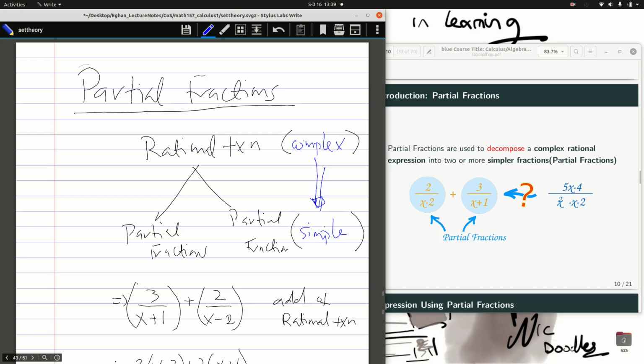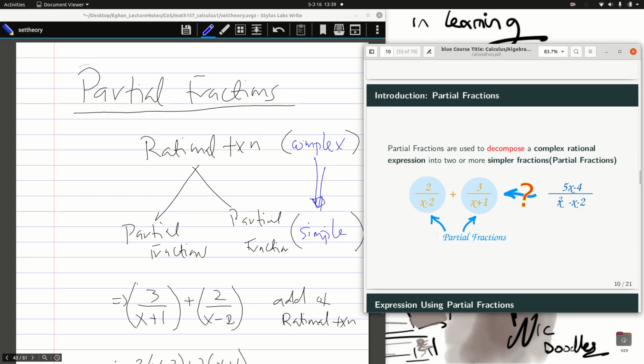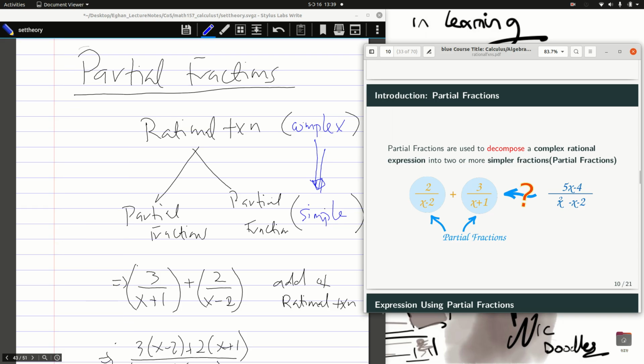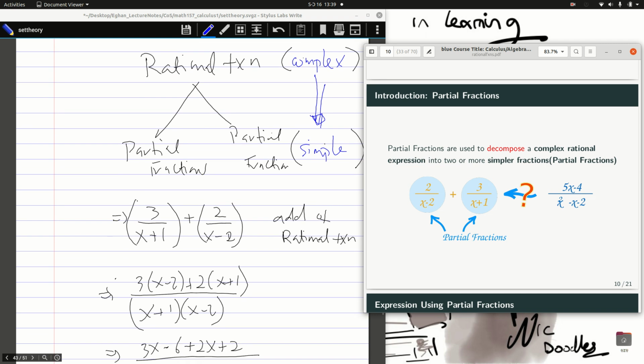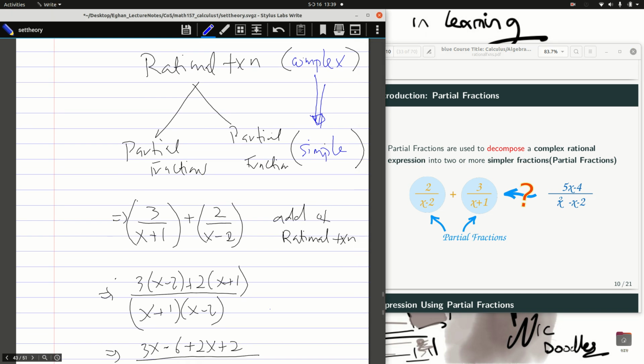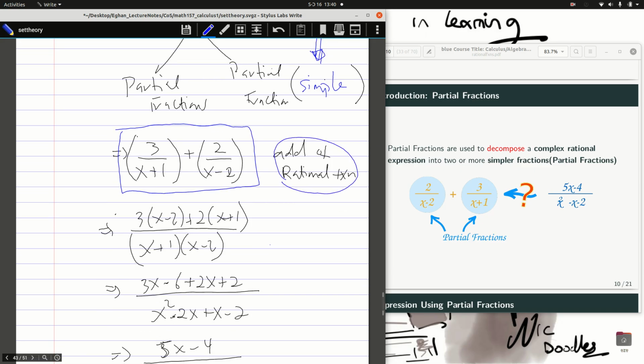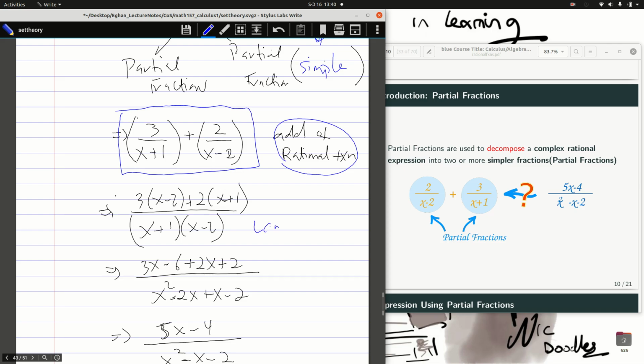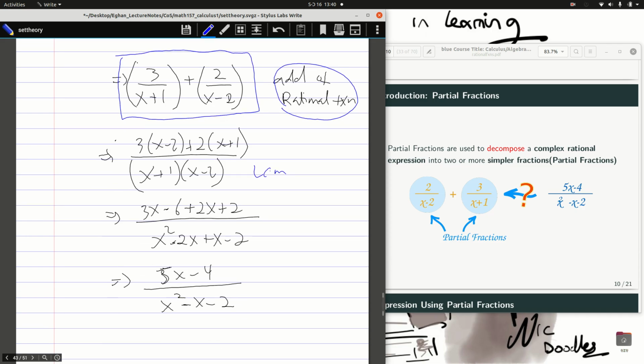So like the example I have here, it has been able to express what is on the right hand side into two partial fractions. And indeed, if you should add them, this is a rational function. Don't forget, it's a polynomial on a polynomial. So this guy here, we are looking at addition of rational functions. You know how to add. You find the LCM, you expand, and then you simplify.